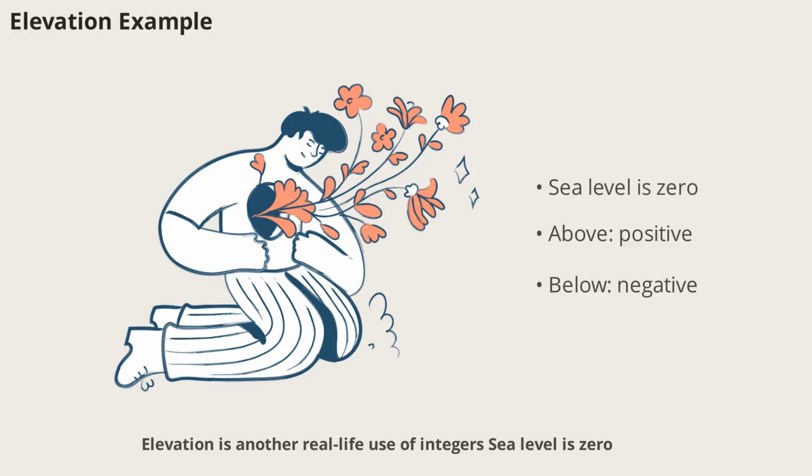Elevation is another real-life use of integers. Sea level is 0. A mountain peak at plus 2000 feet is above sea level, while a submarine at -100 feet is below sea level. These positive and negative numbers help us describe locations in relation to a reference point, making them useful in geography and science. Let's do a quick check.